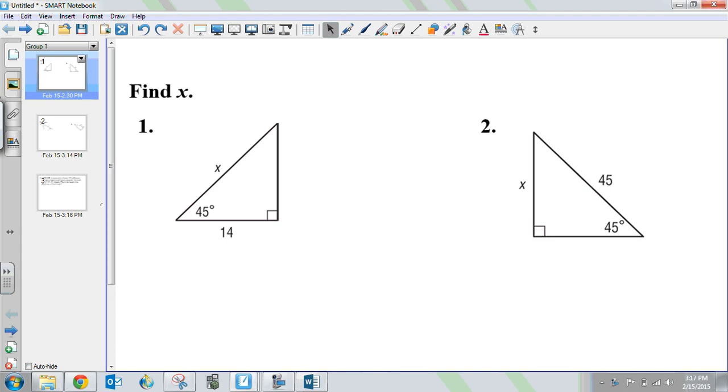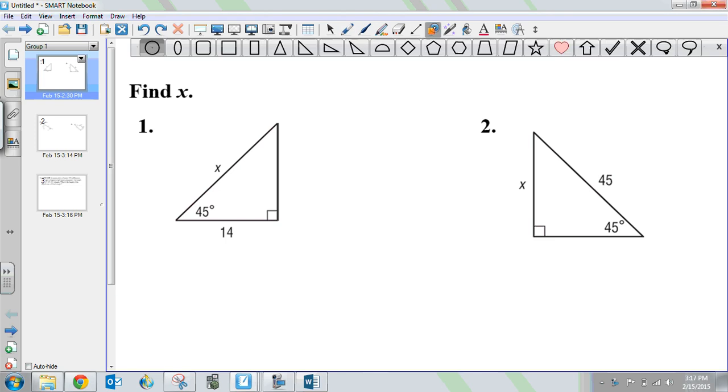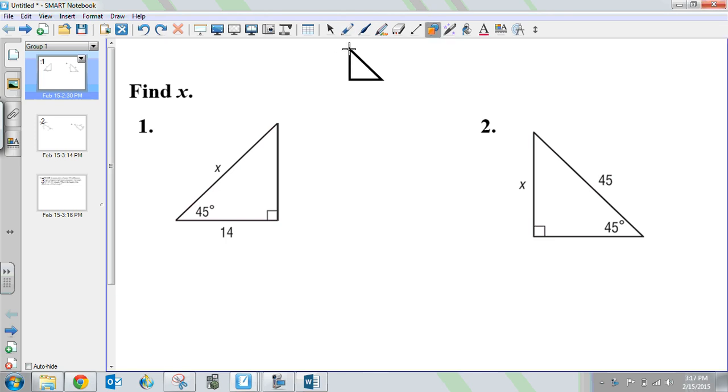One of the things I want you to see here is that it gives us a right triangle, gives us an angle measure and a side length, and tells us to find x. Now, one thing I want to show you is that given something like this, you always want to draw a picture if you see that you have a special right triangle.